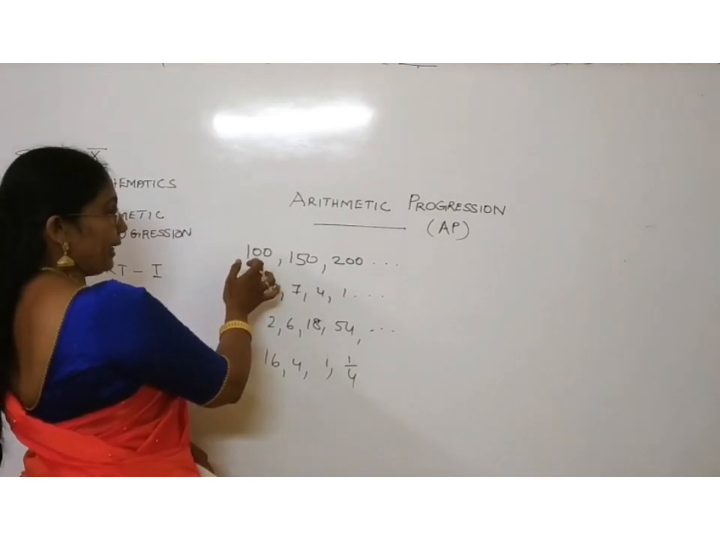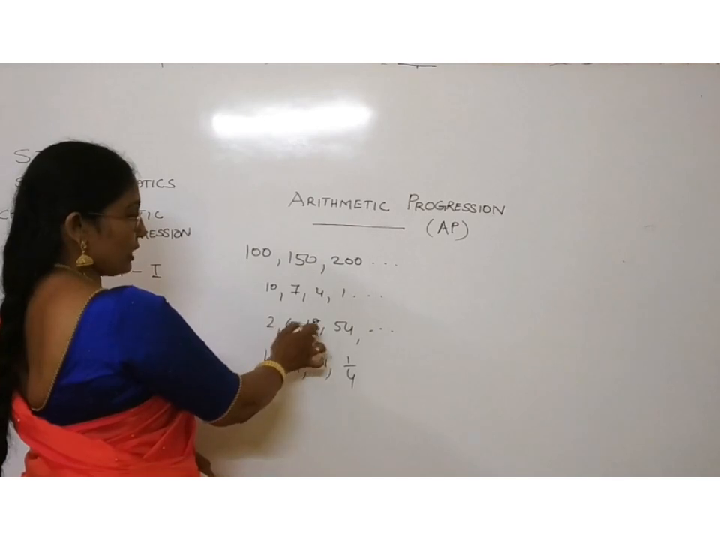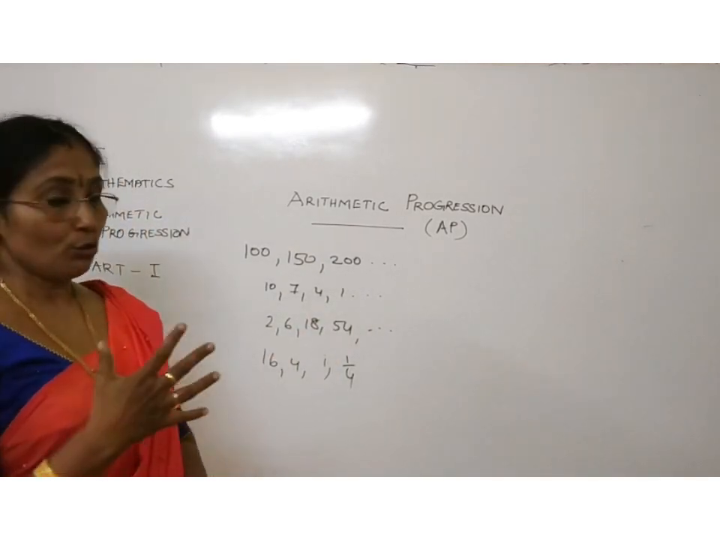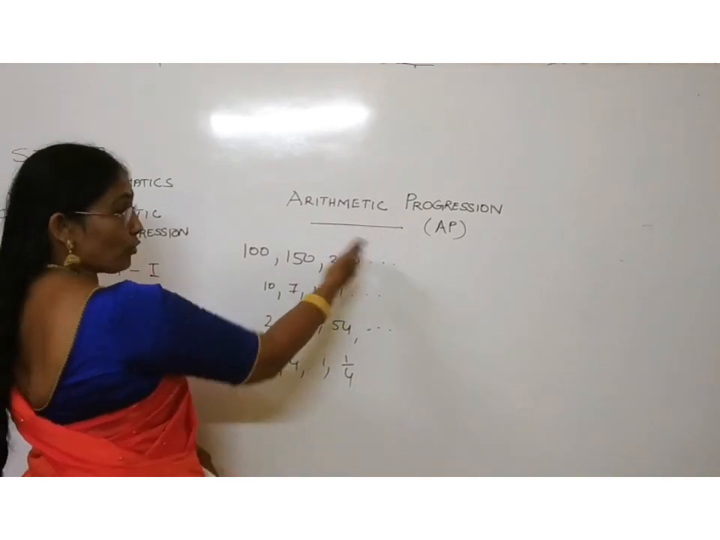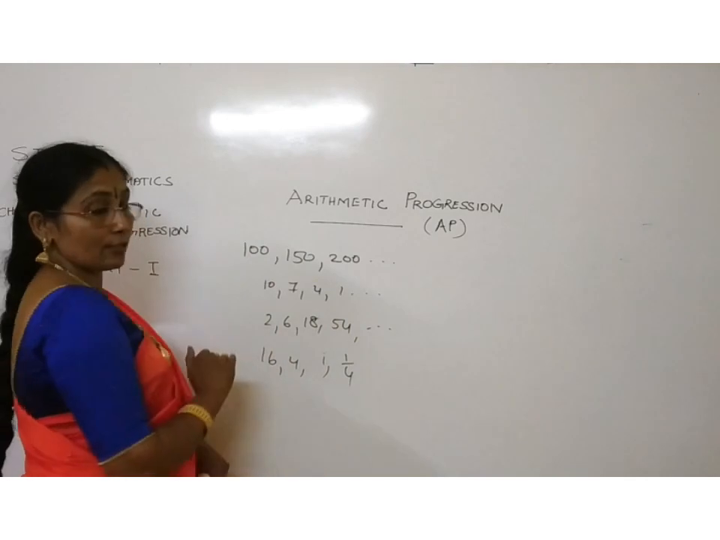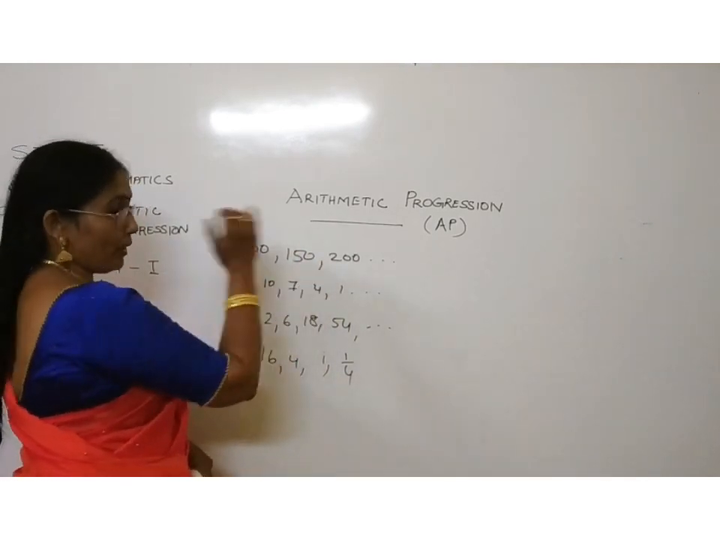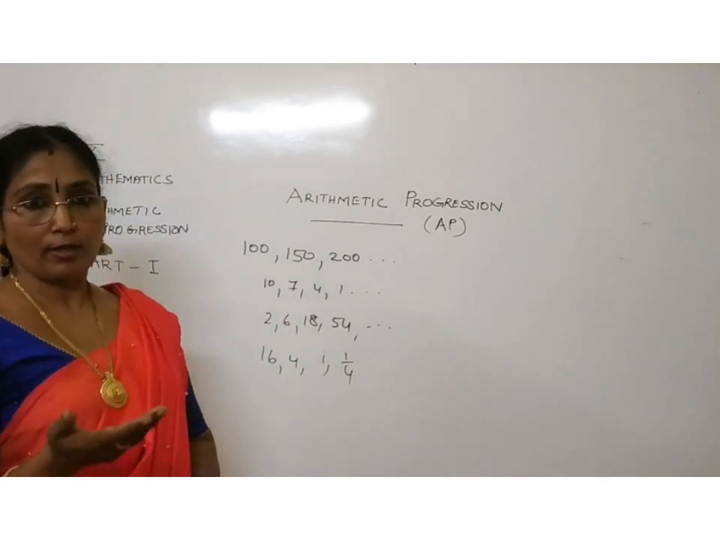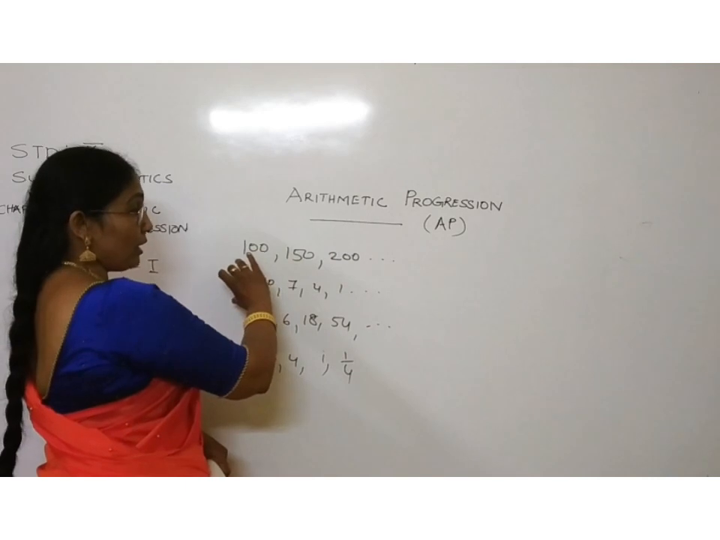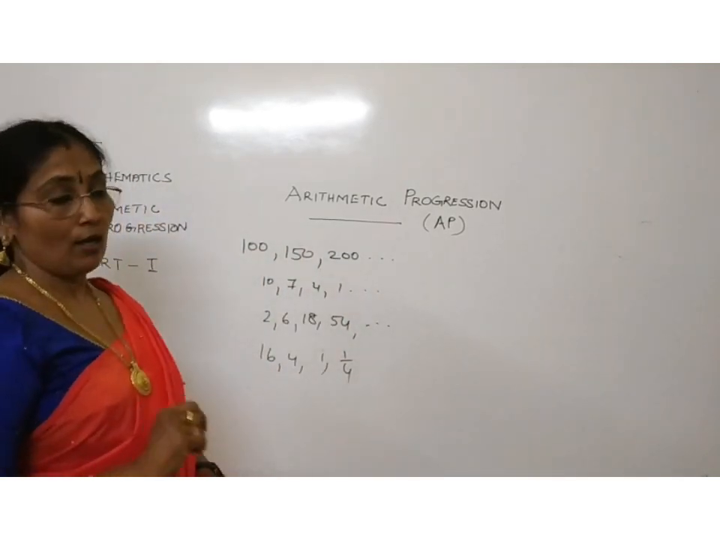I have written here: 100, 150, 200; 10, 7, 4, 1; 2, 6, 18, 54; 16, 4, 1, 1/4. Can you say what will be the next number of this series, this sequence? And for 10, 7, 4, 1, you can say what is the next number by looking at this pattern, because it is following a particular rule for the continuation of this series.